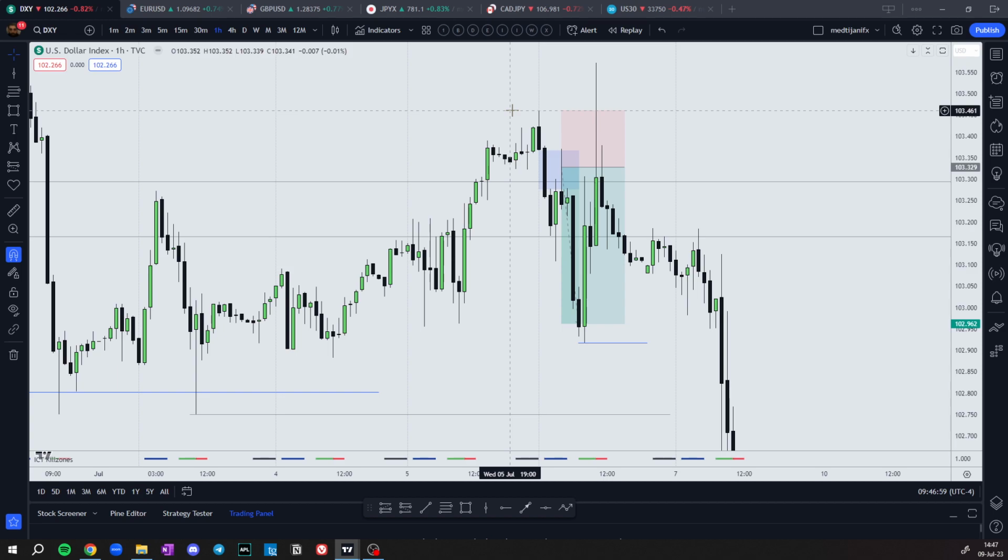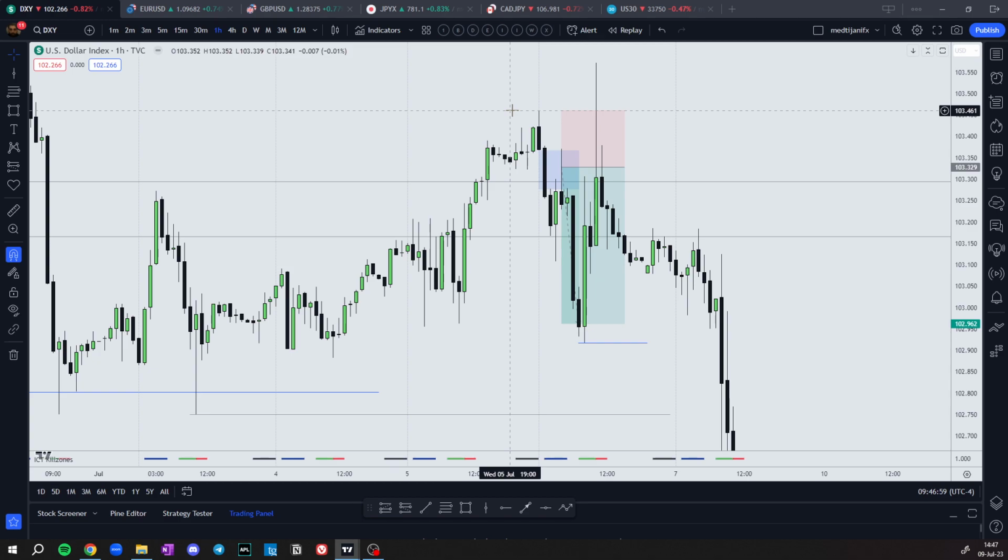And you see during the New York session, price went higher, taking this high here, then this high, then it drops lower. So it can cause a lot of emotional pain if you don't take your partials, right? So that's for the US dollar.